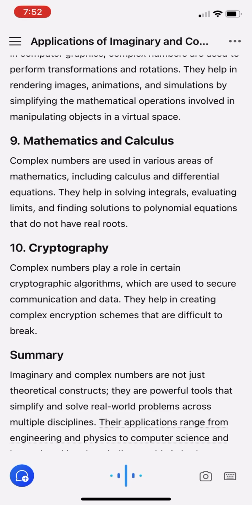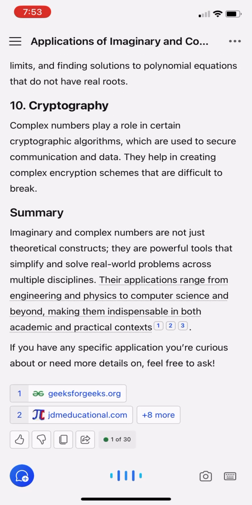Summary. Imaginary and complex numbers are not just theoretical constructs, they are powerful tools that simplify and solve real-world problems across multiple disciplines. Their applications range from engineering and physics to computer science and beyond, making them indispensable in both academic and practical contexts. If you have any specific application you're curious about or need more details on, feel free to ask.